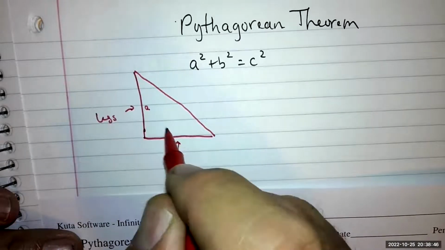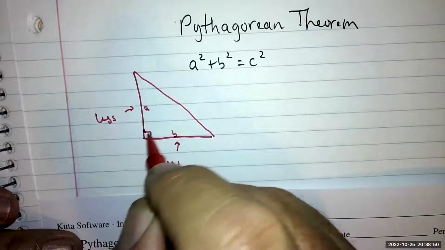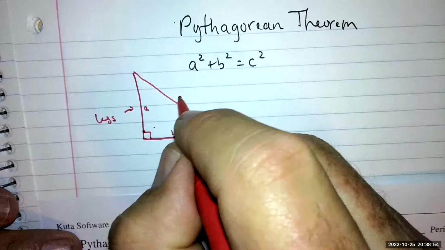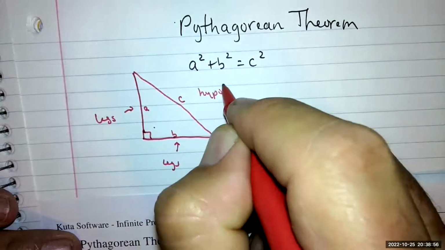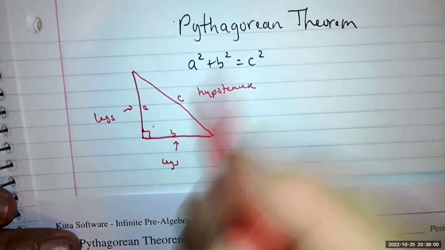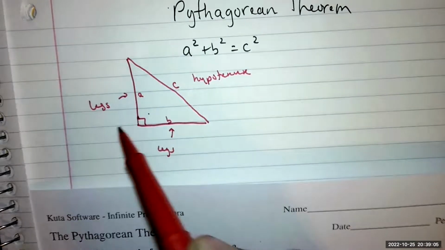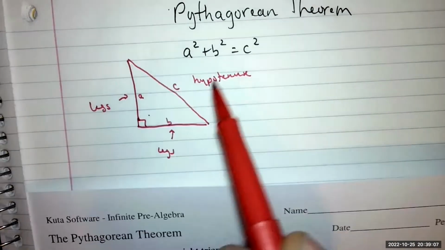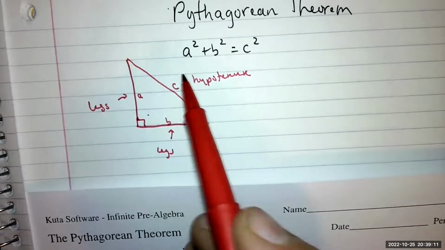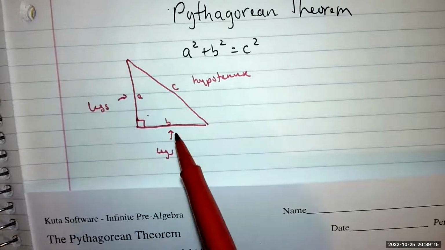You can label it A and you can label it B. The 90-degree angle, the little box here, the side that's opposite of it is called the hypotenuse. It's the longest of the three sides. So if you look at your drawing that we did with the little squares, and then we counted all the little triangles, the area of each one, we found out that the square on this side was just a little bit longer than these two.